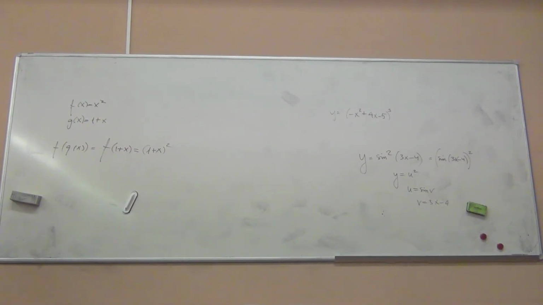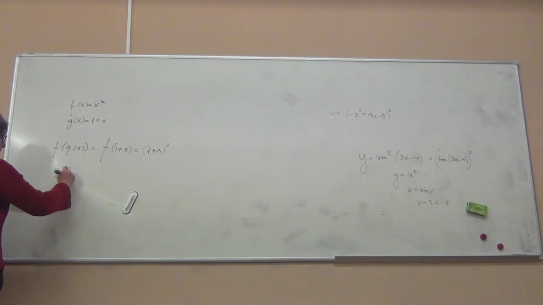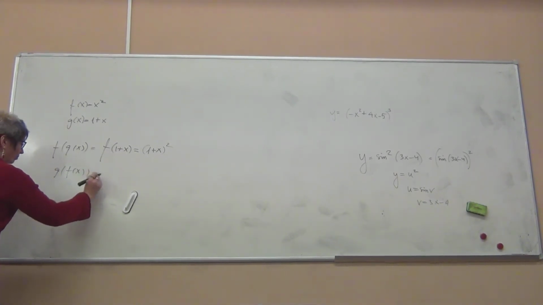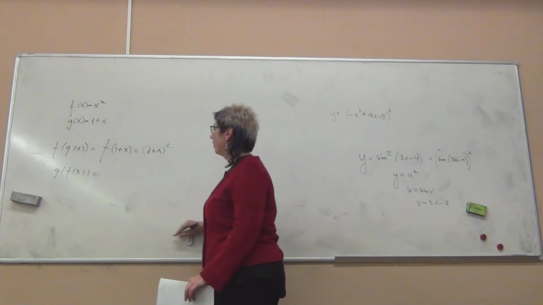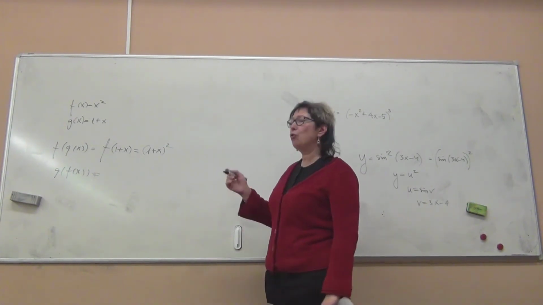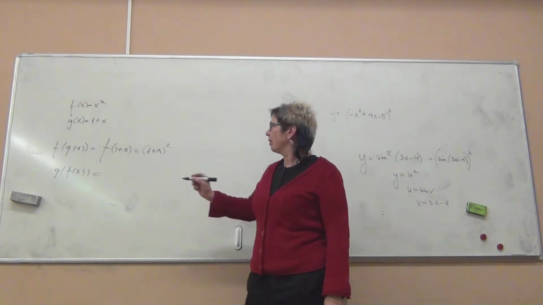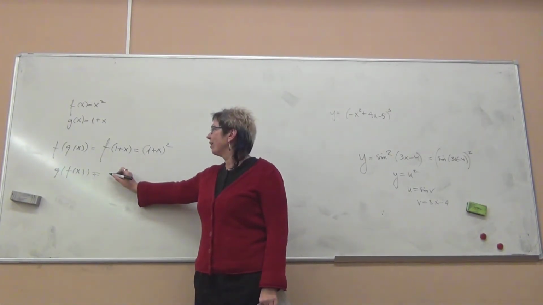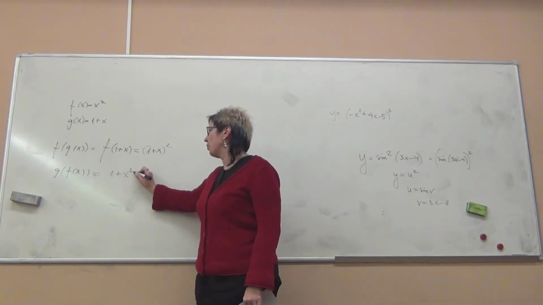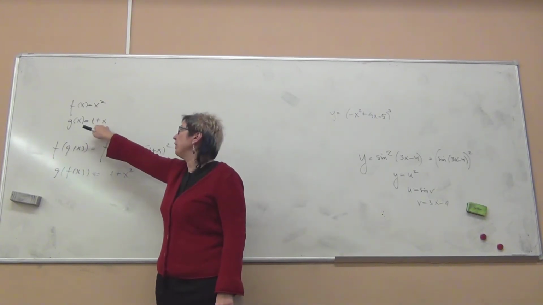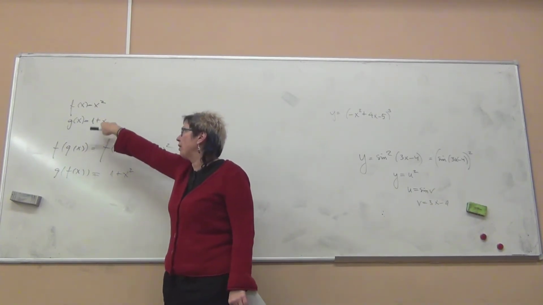What would g of f of x look like? We'll get g of x squared. Yes, but can you tell me the final expression? No. It's 1 plus x squared. The g function is 1 plus x, but instead of x we have to put the f function.